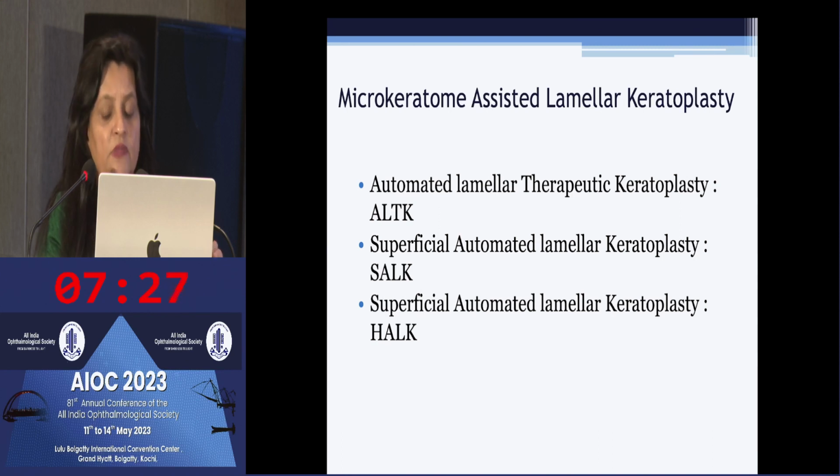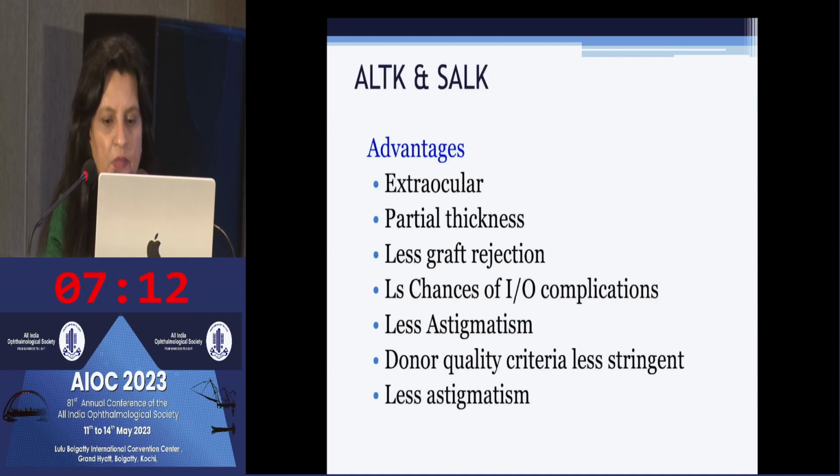ALTK. And sometimes it happens so that you are able to dissect the donor cornea with the help of the microkeratome, but you are not able to dissect the recipient cornea because of irregularity, and then we call it HALK. So sorry for that error. It is hemi-automated lamellar keratoplasty.